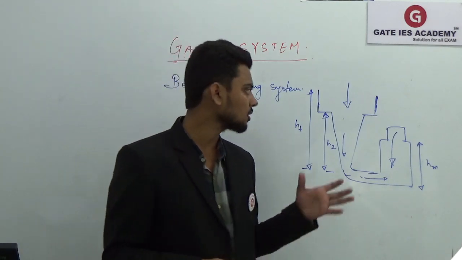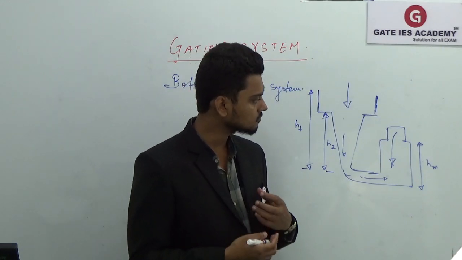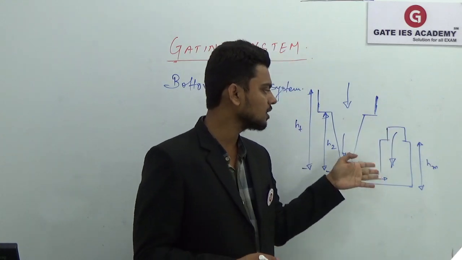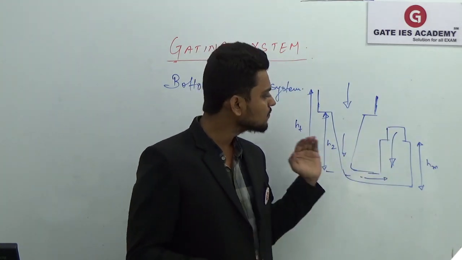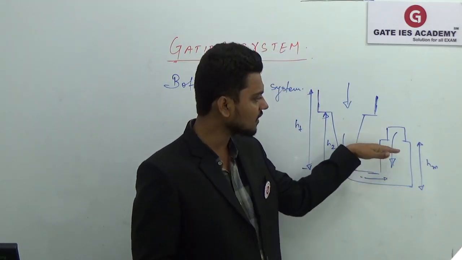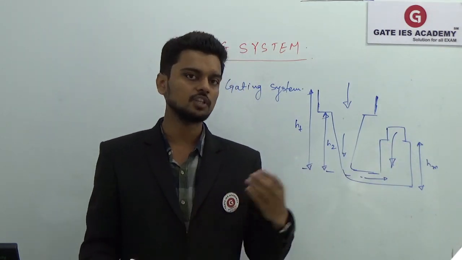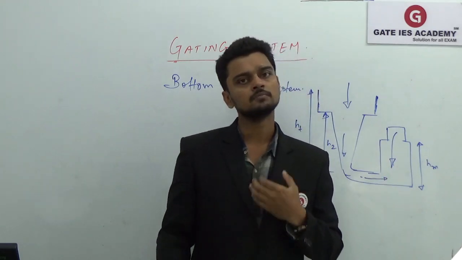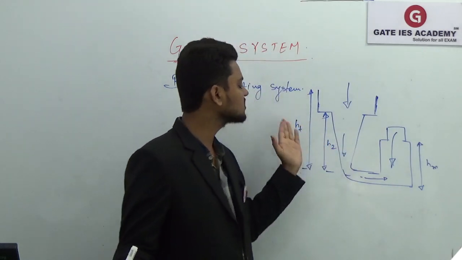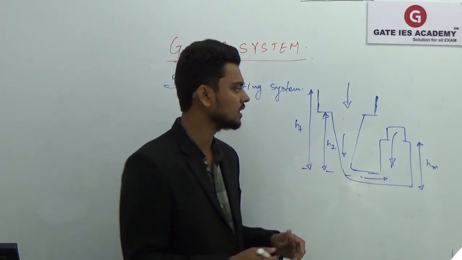As I said, in the bottom gating system we are not getting the favorable temperature gradient. So if we keep the riser on the top of the cavity, this riser will not be able to feed the extra molten metal because the hot metal is present at the base. The molten metal which has solidified somewhere near the top will restrict the flow of molten metal. So the shrinkage that is taking place at the bottom will not be compensated by this riser. That is why in the case of the bottom gating system, it is preferable to use the side riser.